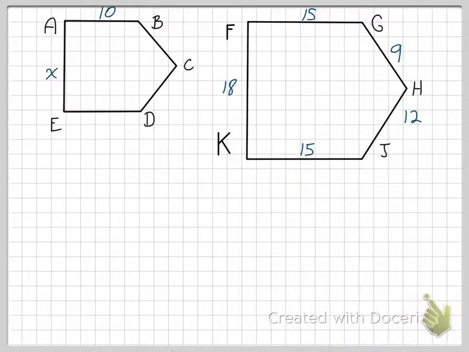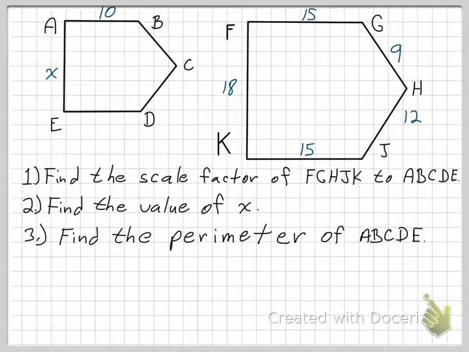So this is just the same two polygons recopied for your convenience, and it is our job to 1. Find the scale factor of FGHJK to ABCDE, 2. Find the value of x, and 3. Find the perimeter of polygon ABCDE. So let's start off with the first problem. Find the scale factor of FGHJK, the larger polygon, to polygon ABCDE.